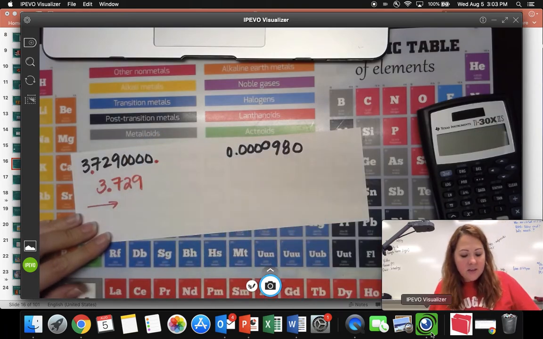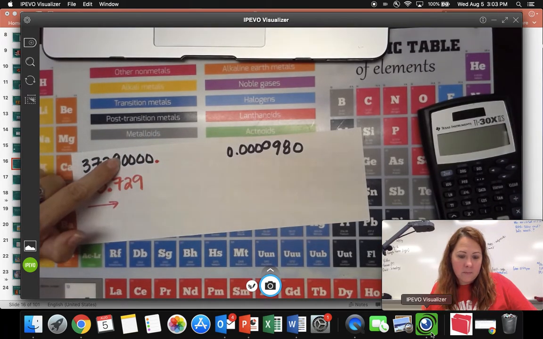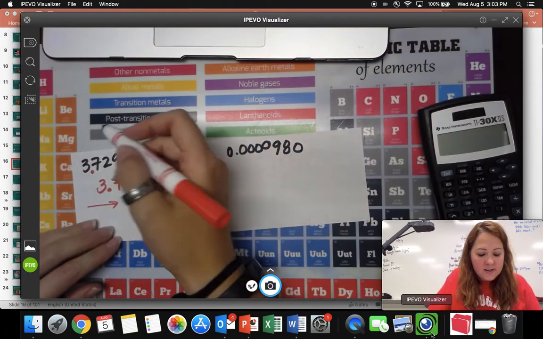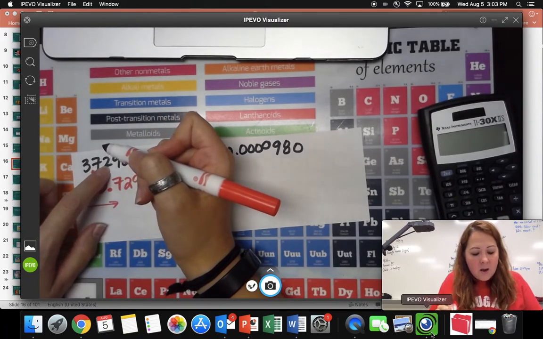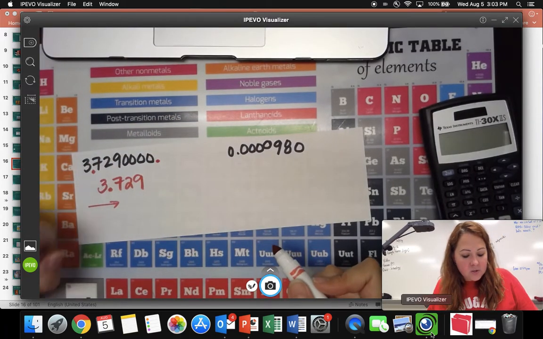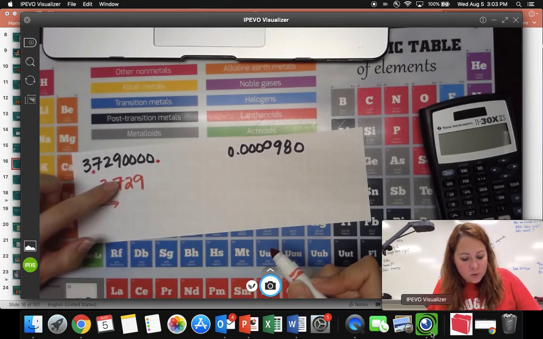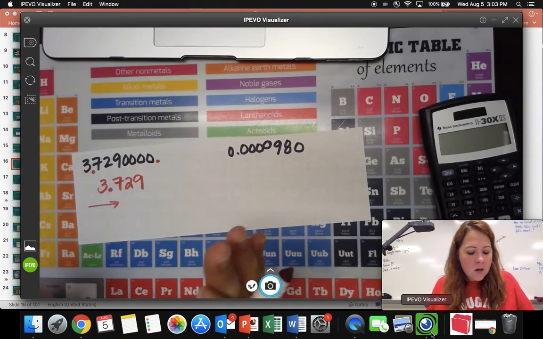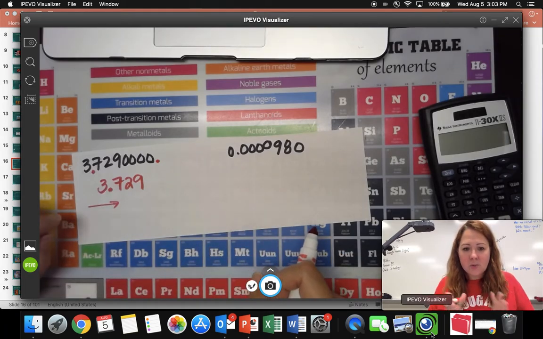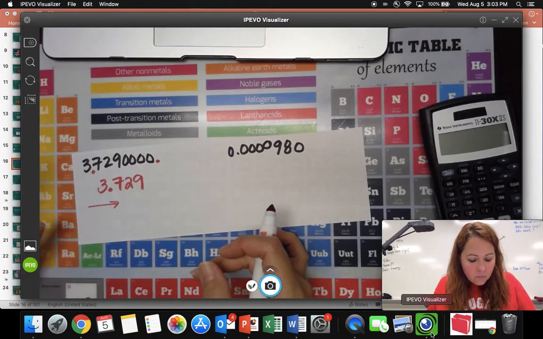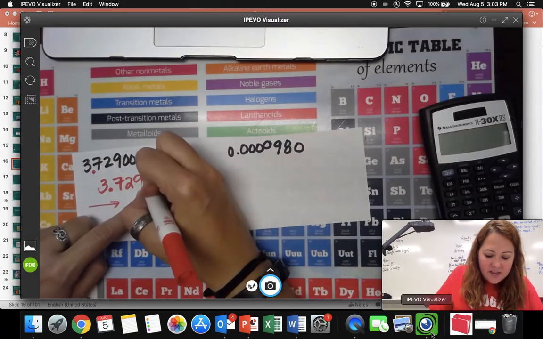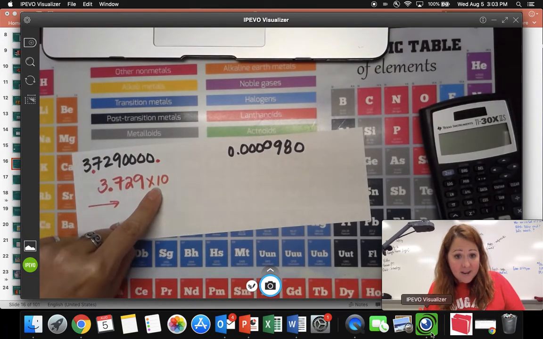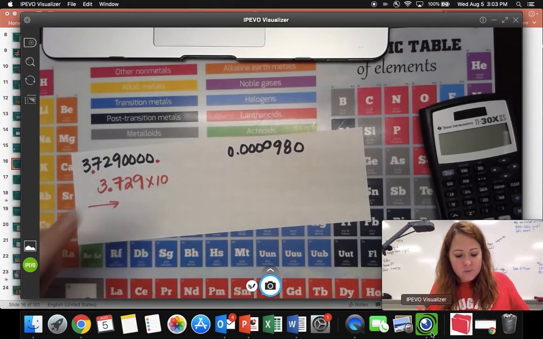3.729. I get rid of all the extra zeros that are there. If I had, just pretending for a second, 37029, I would still leave that 0 there, and so I would have 3.7029. There would be a 0 in between there. You can't get rid of that sandwich 0 because it's squished in between real digits, so it's acting like a real digit. Then we're going to write down times 10. Because we're taking 3.729 and multiplying it by 10, but we need to figure out how many times we needed to multiply it.